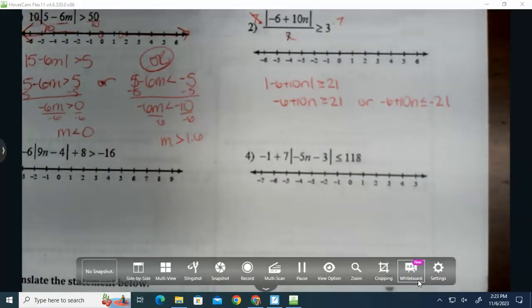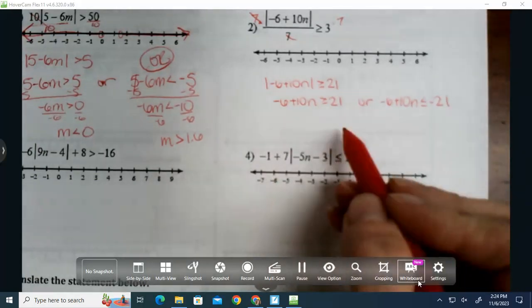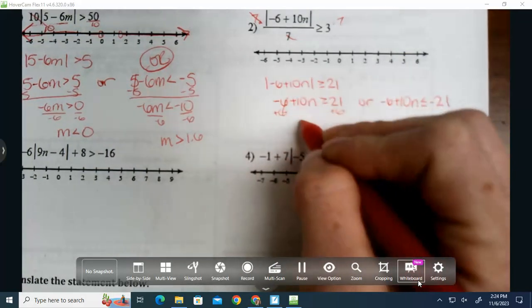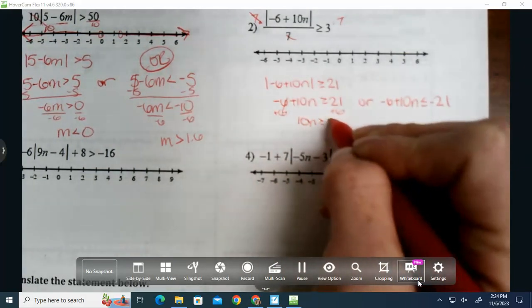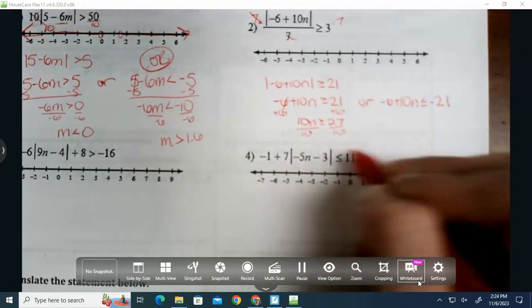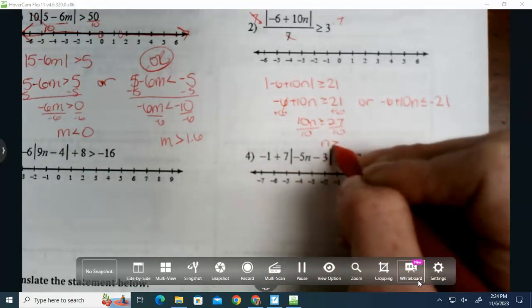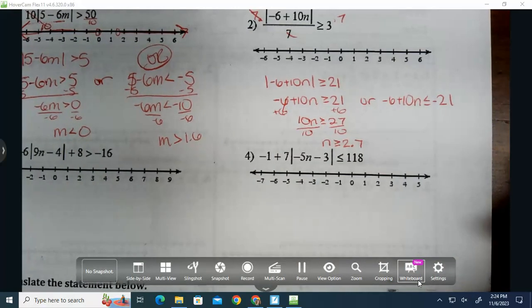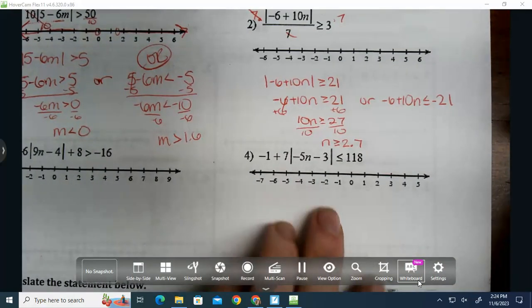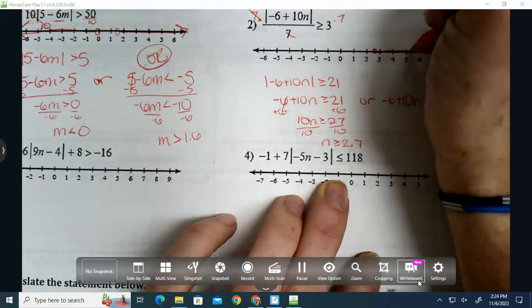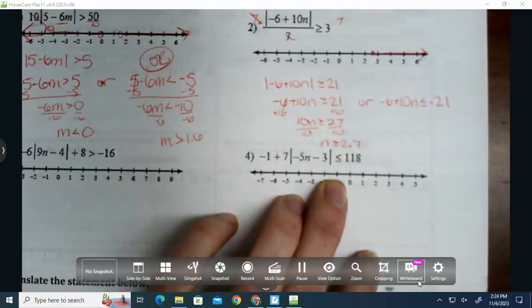All right. So then we solve each of those. The absolute values are gone now, so we add our 6. Divide by 10. So n is greater than or equal to 2.7. Equal to, you guys are pretty good at that. That means closed circle. Greater than is going to the right.